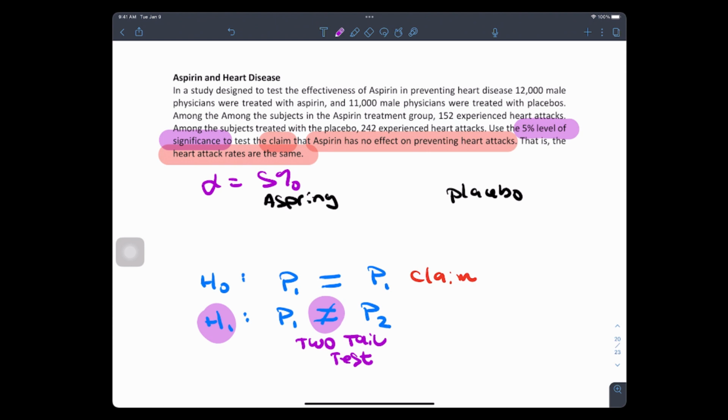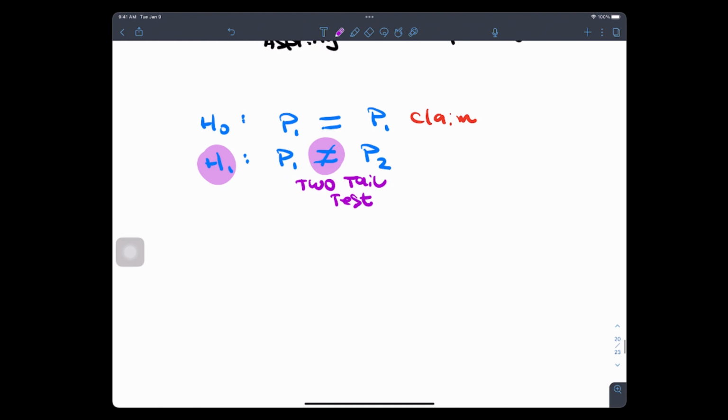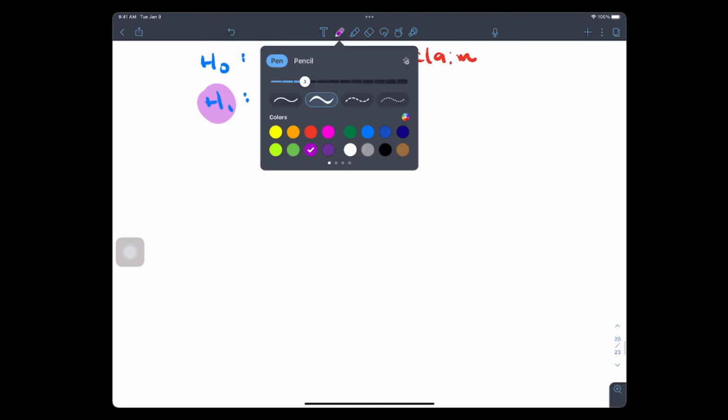Aspirin versus a placebo. Okay. So what are you guys going to draw a picture of now?